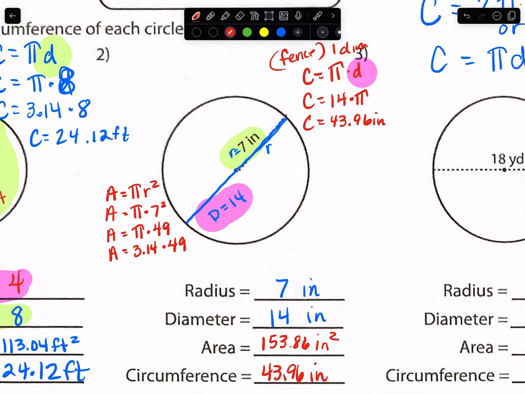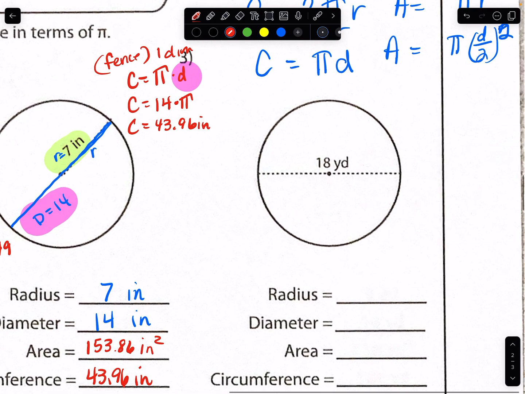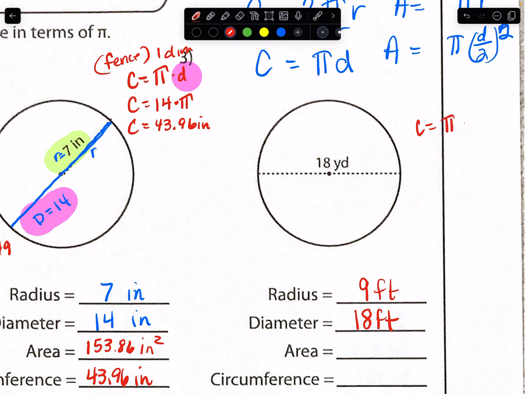I'm setting it bigger so that you can see it. And then we're going to move on to number 3. All right, number 3. The diameter goes all the way across, 18 feet. The radius is only half of that, so it's 9 feet. Circumference equals pi times d. Circumference equals 18 times pi. Area equals pi r squared. Got it right this time. Woohoo. So we're going to do area equals pi times 9 squared.